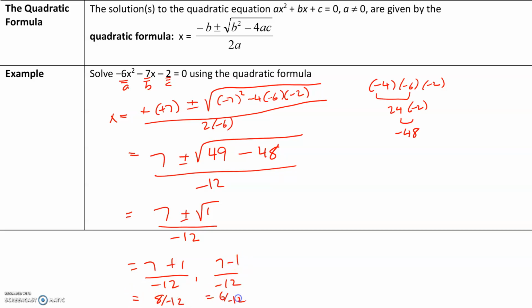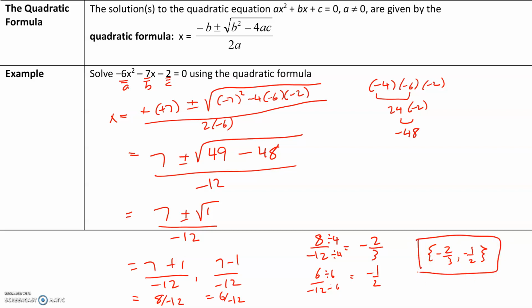And if we take 8 over negative 12 and divide both by 4, we reduce it, and this gives us negative 2/3. The negative just moves to the middle. If we take 6 over negative 12 and divide each by 6, this gives you negative 1/2. So our solution set is negative 2/3 and negative 1/2.